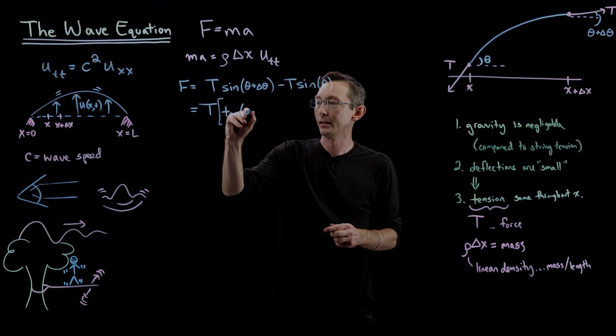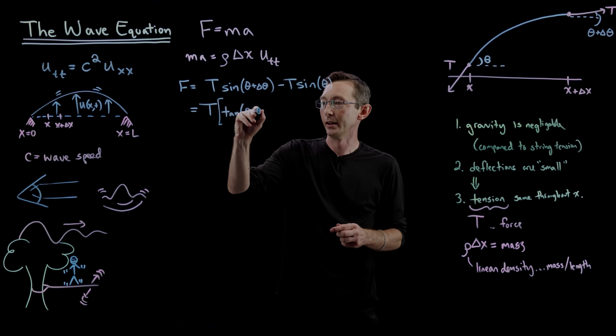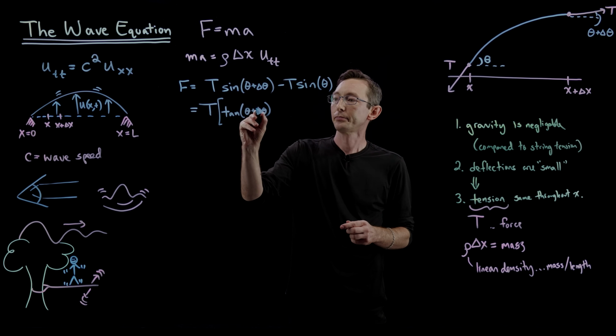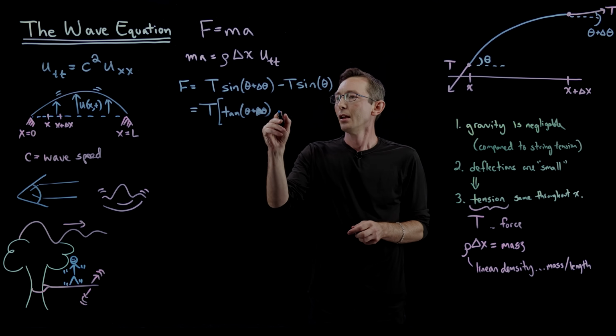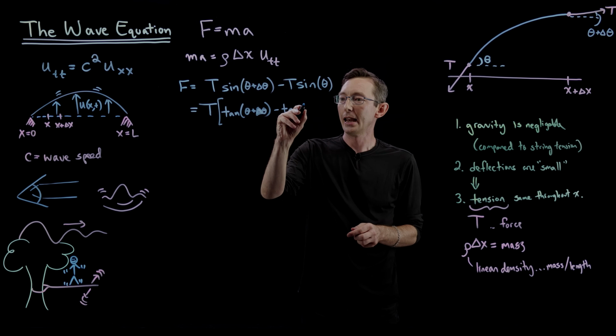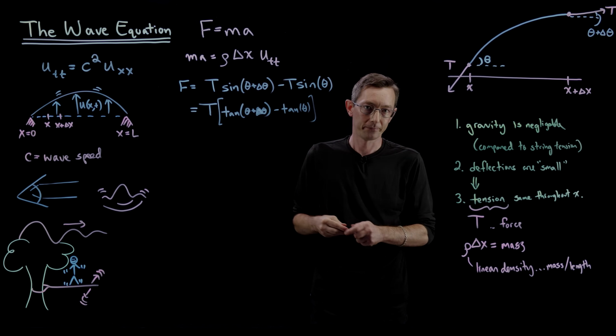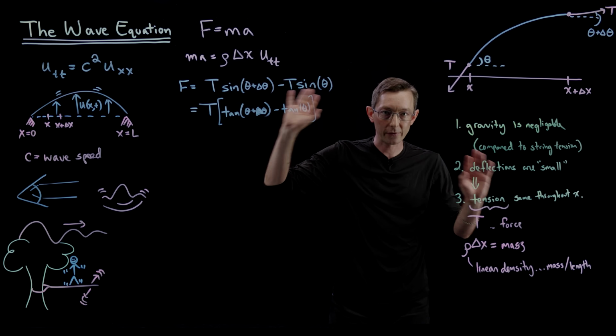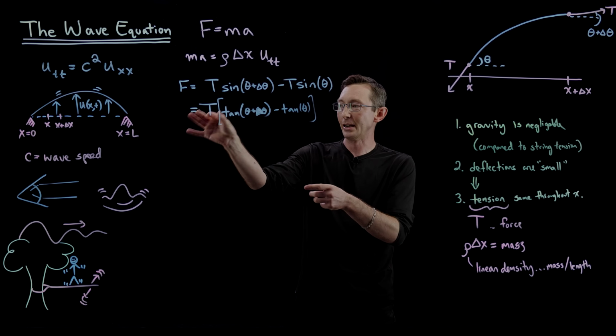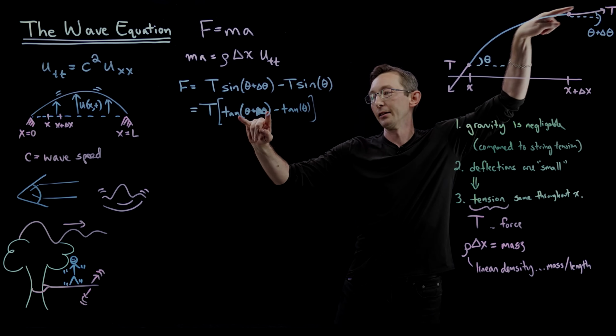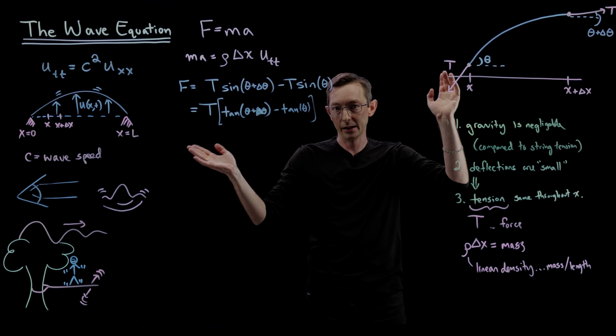So tan(theta + delta theta), sorry, that's a delta, minus tan of theta. Okay, so again, just from the small angle approximation, this force is now my tension times tan of this angle minus tan of this angle.